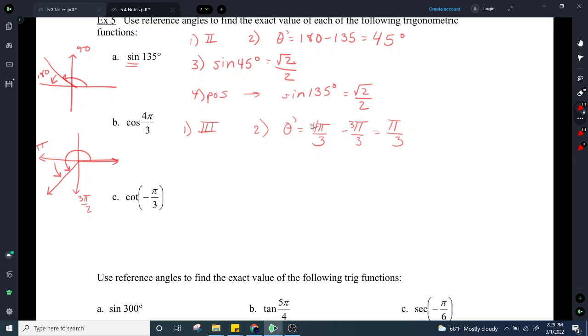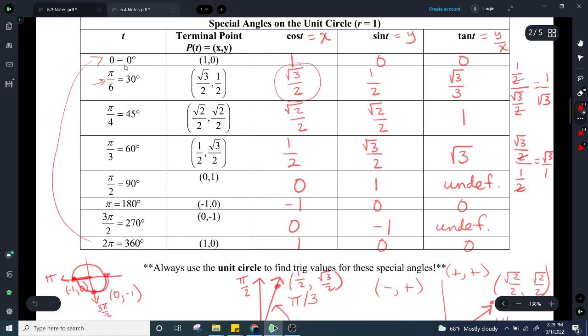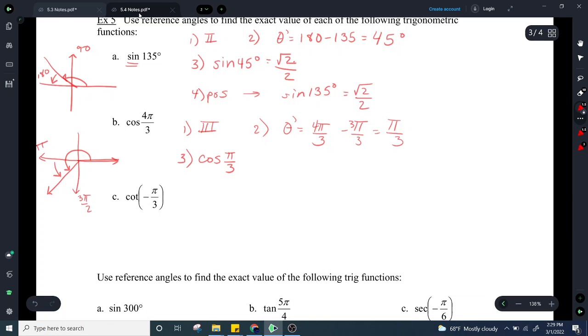So the radians actually are going to be kind of nice to work with once you get used to them. All right, step 3 means I need to find the cosine of the reference angle pi over 3. So let me go back to my chart from the previous lesson. Cosine of pi over 3 is right here. The cosine value is right here. So that means cosine of pi over 3 is 1/2. So let's write that down. Cosine of pi over 3 is 1/2.